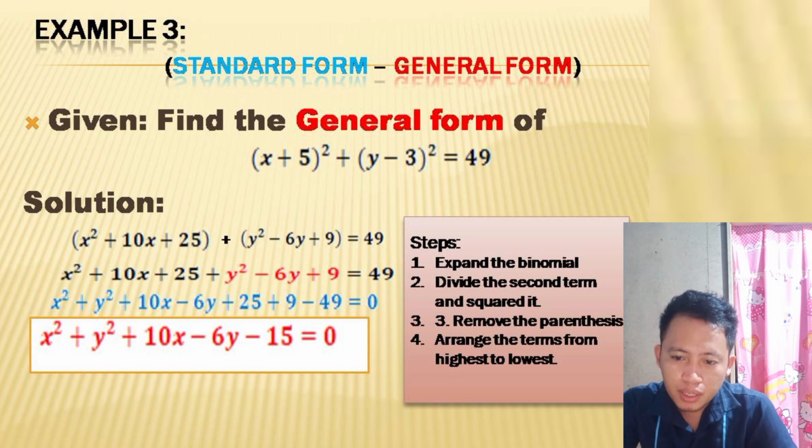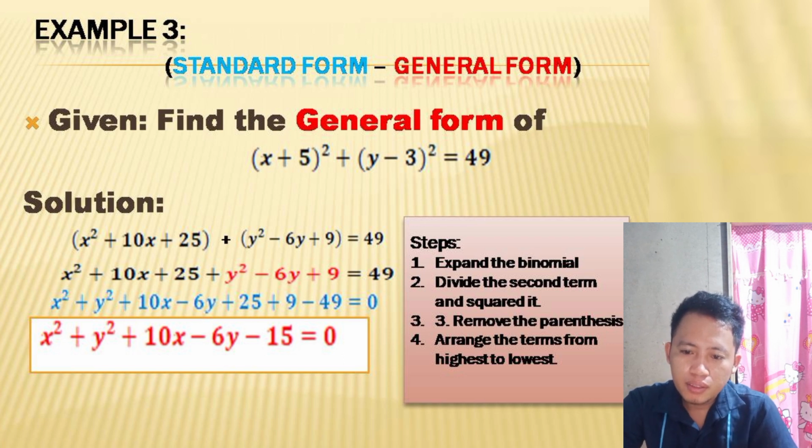Square the first term, it will become y squared. Then copy the operation, so we have minus. Then multiply the two numbers: y times 3. That is equal to 3y, times 2, we have 6y. Then square the last term: 3 squared, we have positive 9. Copy lang ang 49.